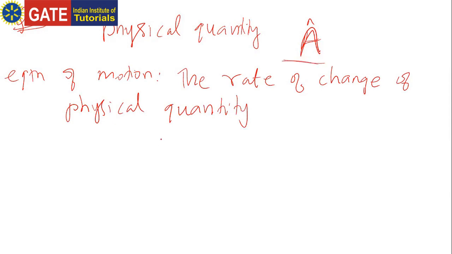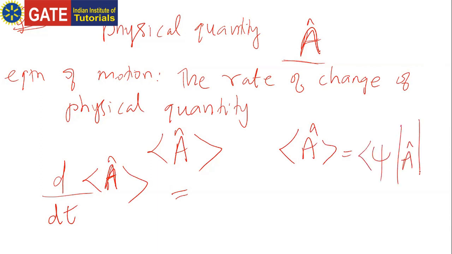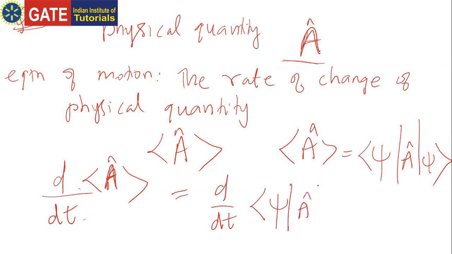Now we are going to measure this quantity A. d by dt of expectation A equal to, in Dirac notation, A cap is equal to psi A cap psi. Here d by dt of expectation A equal to d by dt of psi A cap psi.